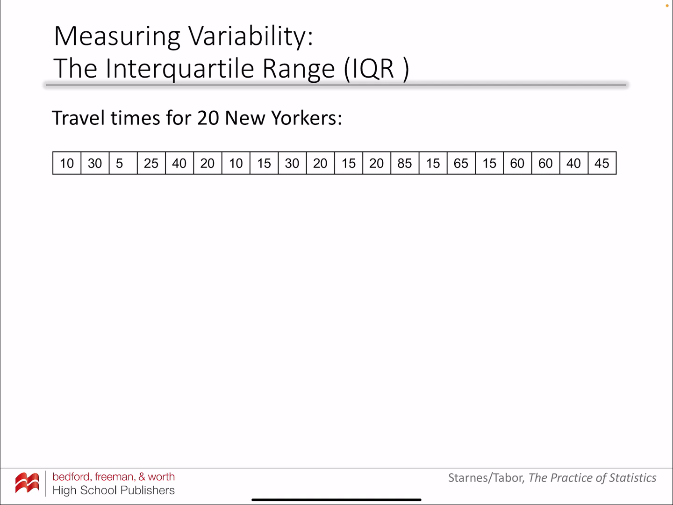Let's take this data set. So we have 20 New Yorkers. These are their travel times. And let's find the interquartile range.